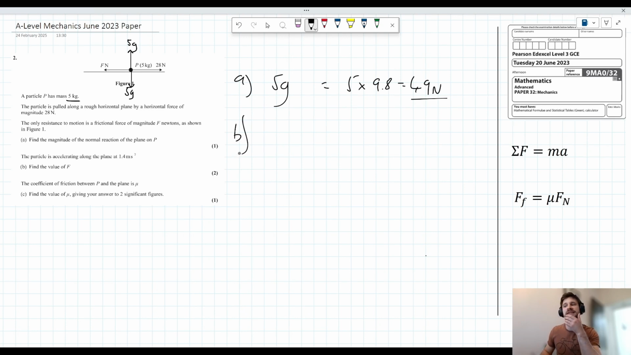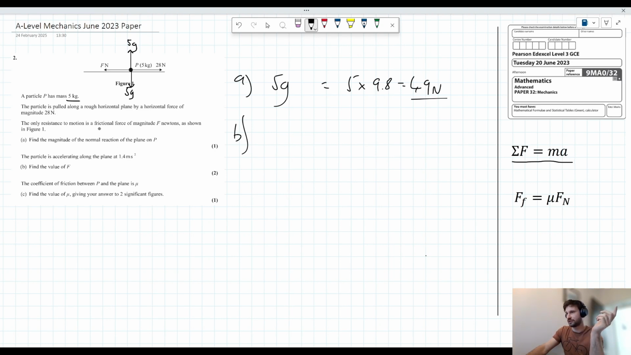Part B, it says the particle is accelerating along the plane at 1.4 meters per second squared. Find the value of F. So this is where we can introduce this idea here, which I trust that most of you are familiar with as well, where we can say that the sum of the forces acting on an object is equal to the mass of that object times its acceleration.